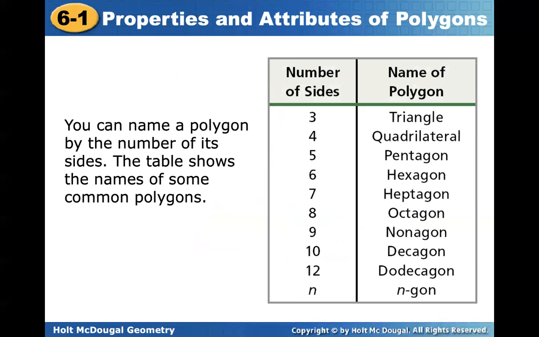You can name a polygon by the number of its sides. Here's a few of them: triangle, quadrilateral, pentagon, hexagon, heptagon, octagon, nonagon, decagon, dodecagon, and then anything above 12 is called an n-gon, or whatever the number of sides is, gon. So if there's 15 sides, it's a 15-gon. Literally you put 15 in place of n. If n is 20, you put 20-gon. We're mostly going to deal with these, not anything more.